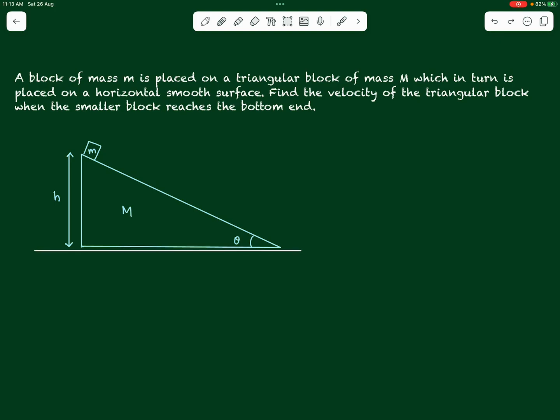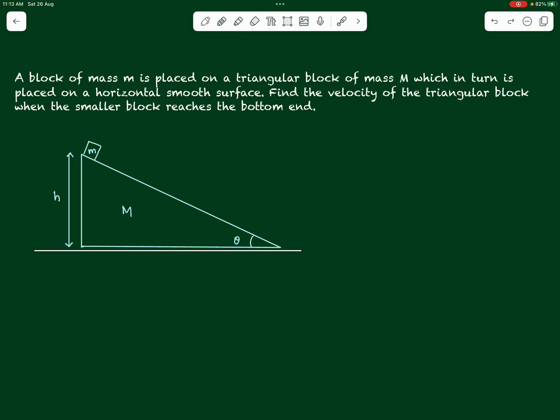The surface on which this triangular block is kept is absolutely smooth, no frictional force at all. Find the velocity of the triangular block when the smaller block reaches the bottom end. So if all the surfaces are frictionless here, there is no friction between the small block m and the block capital M, and no friction between the block capital M and the ground. So no loss of energy anywhere, right?